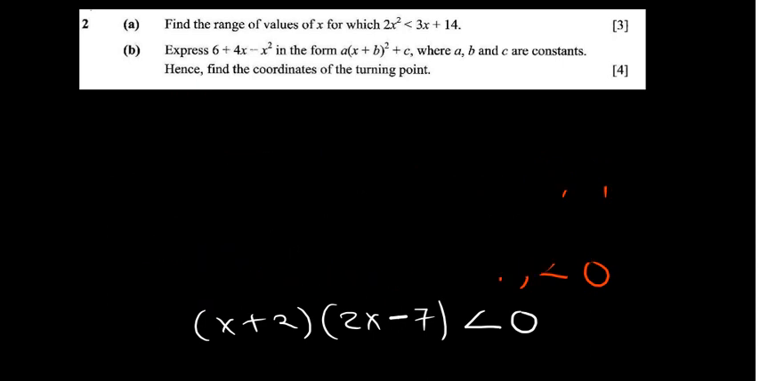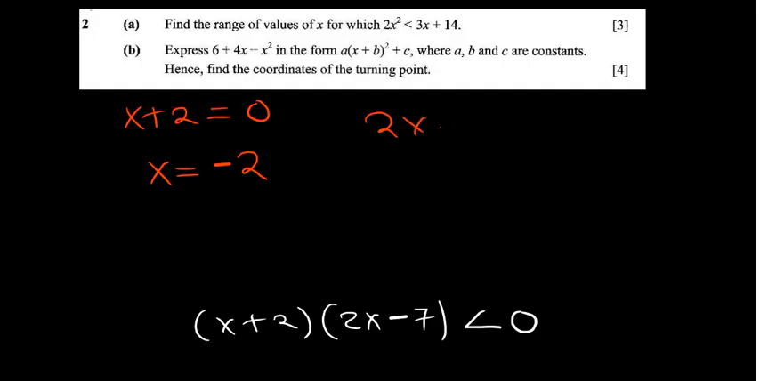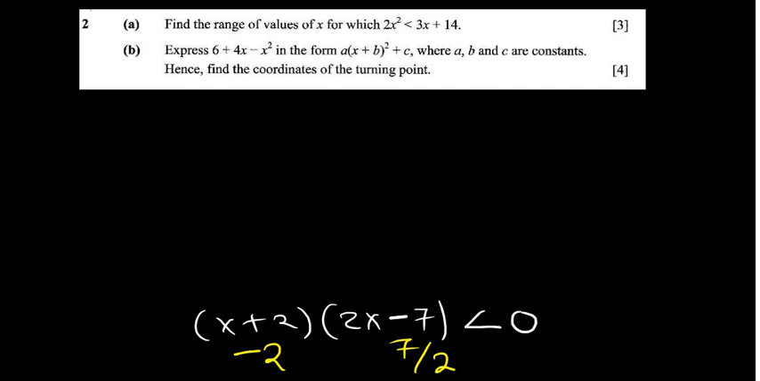So we can just now try to find the zeros of this inequality. Just equate whatever you have in the brackets to 0. For the first one, x plus 2 equal to 0, x becomes negative 2. For the other part, 2x is equal to 7, x becomes 7 over 2. So these are the two zeros we have, negative 2 and 7 over 2. So let's come up with a number line and try to use it to determine our answer.